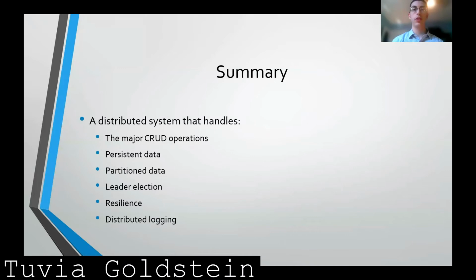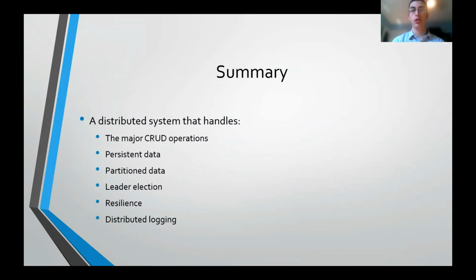In summary, we built a distributed system that can handle the major CRUD operations. Our data is both persistent and partitioned. The hub can handle leader election as well as service discovery. Everything is resilient through the Resilience4j library. And finally, we track everything through the distributed logging system we came up with.